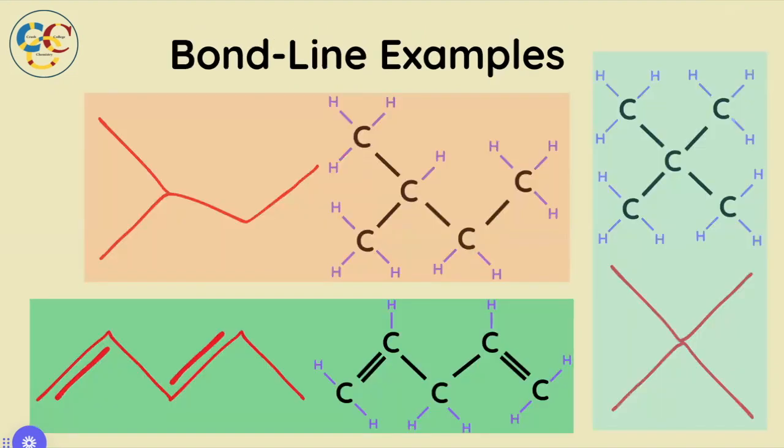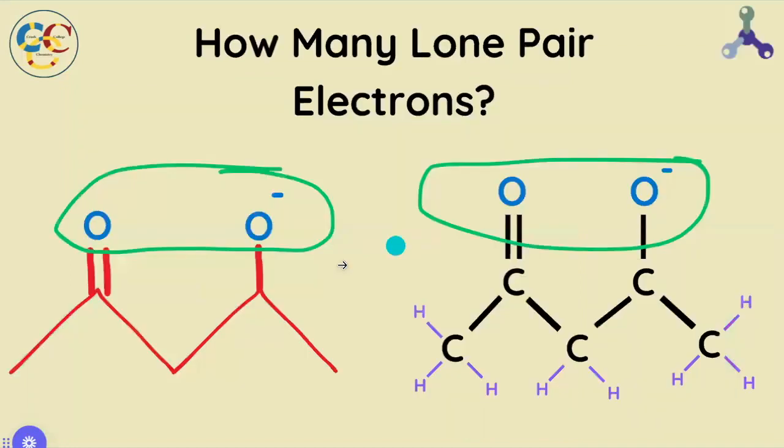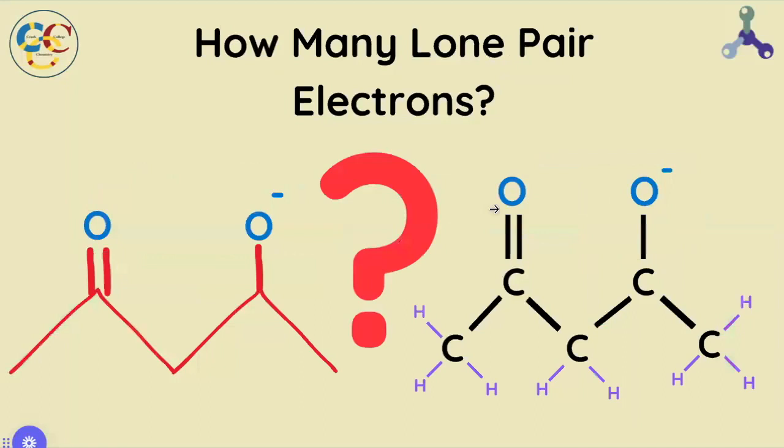So when relating the line bond diagram to the Lewis structure of the same molecule, you'll likely see that carbon and hydrogen are not going to have any lone pair electrons. So looking at the molecule of interest, any lone pair electrons we find in the molecule are going to be with atoms that simply aren't carbon and hydrogen. But how exactly do we figure out how many lone electrons these oxygens have?